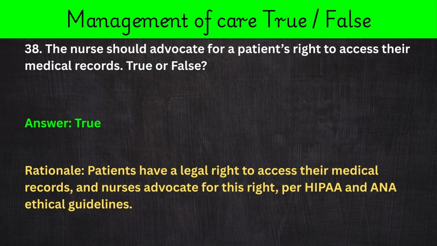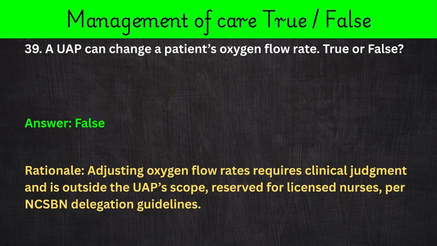38. The nurse should advocate for a patient's right to access their medical records. True or false? Answer: true. Rationale: patients have a legal right to access their medical records, and nurses advocate for this right per HIPAA and ANA ethical guidelines. 39. A UAP can change a patient's oxygen flow rate. True or false? Answer: false. Rationale: adjusting oxygen flow rates requires clinical judgment and is outside the UAP's scope, reserved for licensed nurses per NCLEX-PN delegation guidelines.